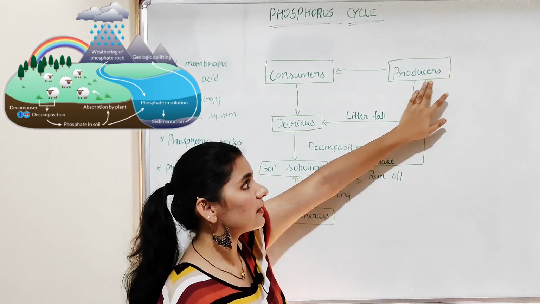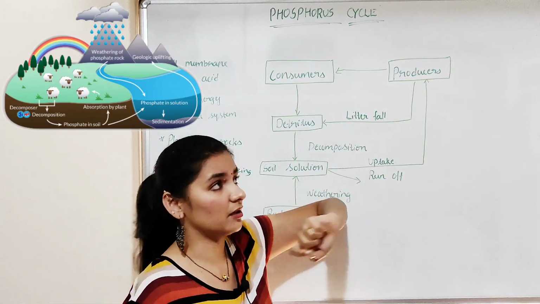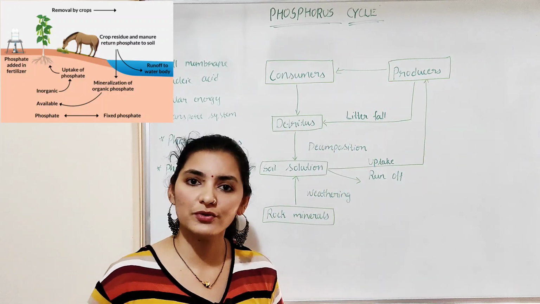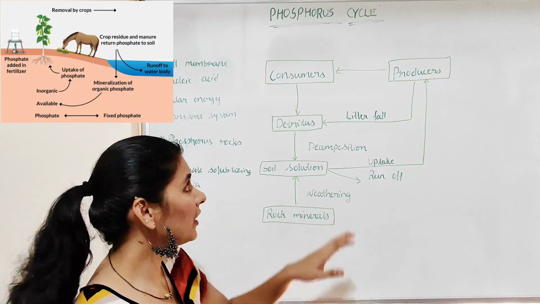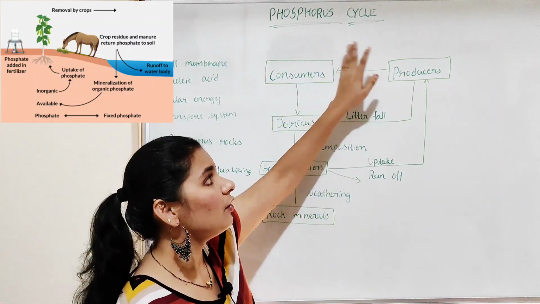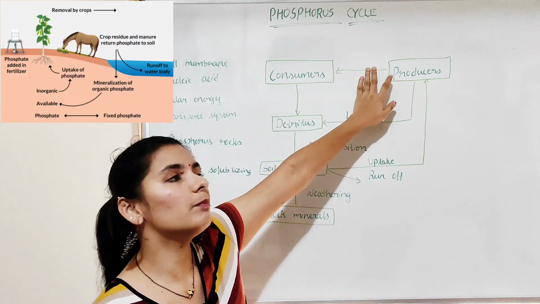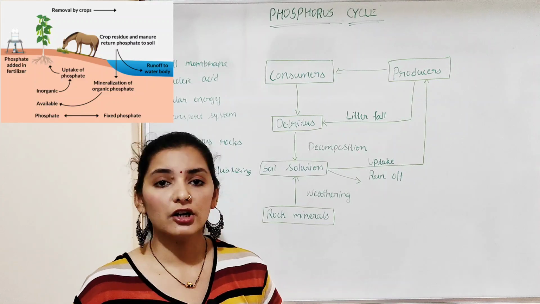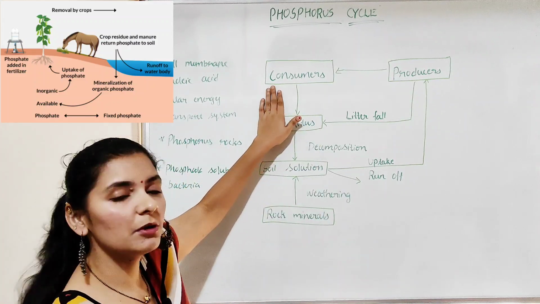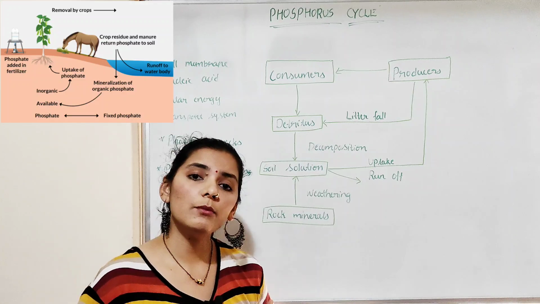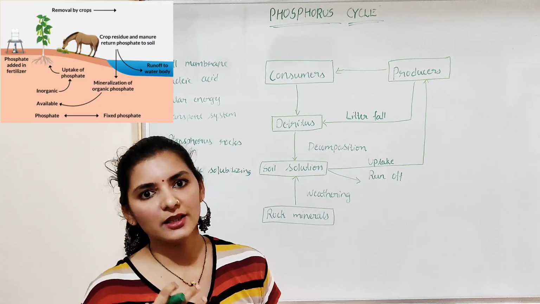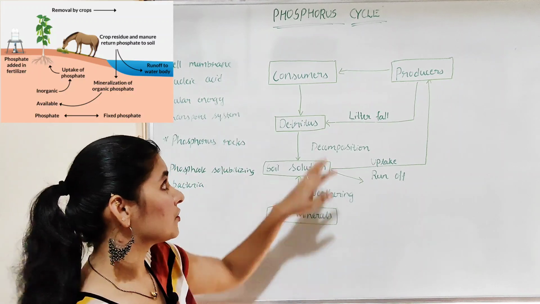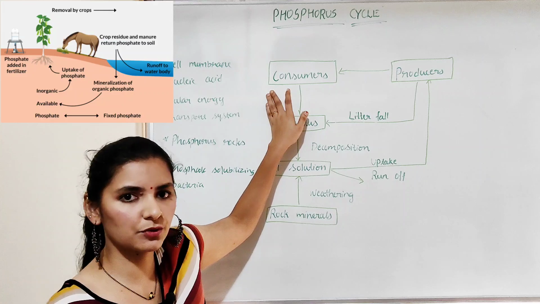Now the phosphate is present in the body of the plant or the producer. From the producer, the phosphate enters the next trophic level, that is the body of the animal, upon eating the plants. You know that the herbivores feed on the plants. When the herbivore feeds on the plant, the phosphate from the plant enters the body of the herbivore. Now the phosphate is present in the body of a consumer. A certain amount of phosphate will be utilized by the body of the animal, and the excess of phosphate will be excreted out of the body through the feces.